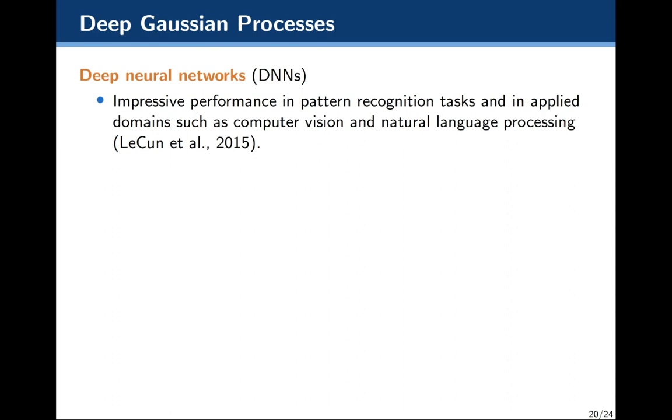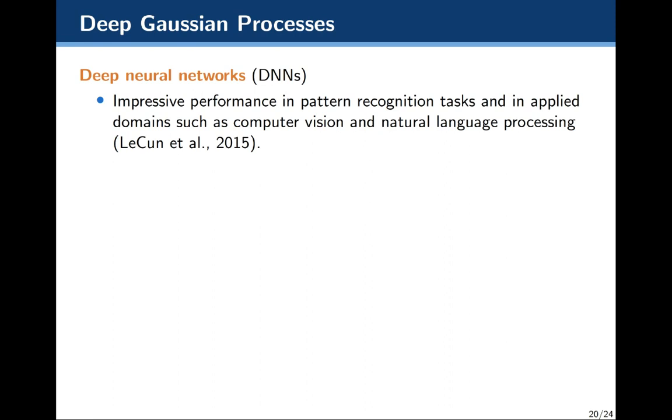So I want to talk a little bit about deep GPs, or deep Gaussian processes. They're going to come up a little bit later on in the lectures. And they have a very strong connection with deep neural networks. So as you may know, deep neural networks have impressive performance on pattern recognition tasks in applied domains such as computer vision and natural language processing. And in particular, they have very impressive performance on tasks where there's a lot of training data present.